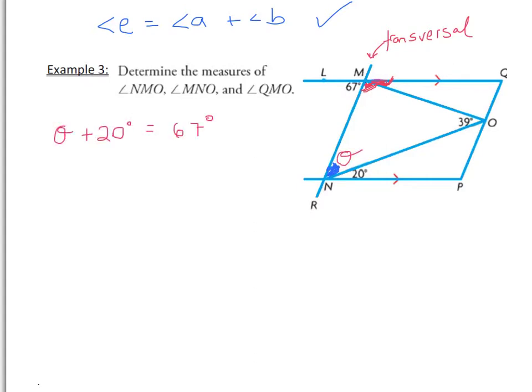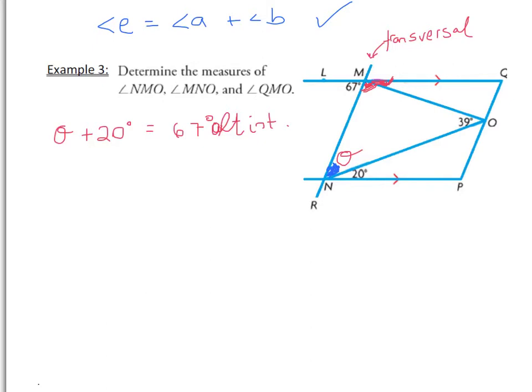Alright, so if we look over here, 67, these two lines are parallel, okay? And this is a transversal, like we've said. 67 and this whole angle have to be equal, as alternate interior angles. This whole angle is 20 plus the little bit that we're trying to find out. So theta, which is our unknown, plus 20 has to equal 67 because they're alternate interior.